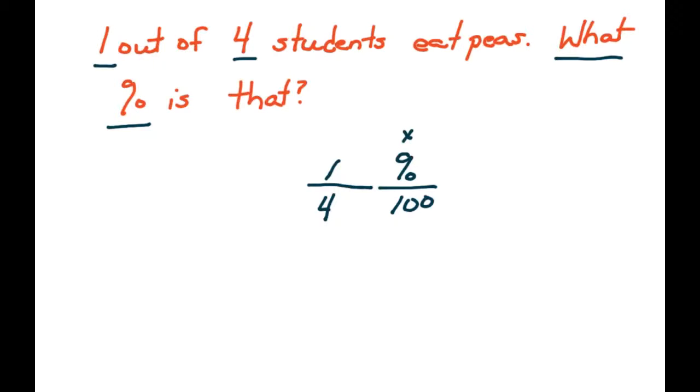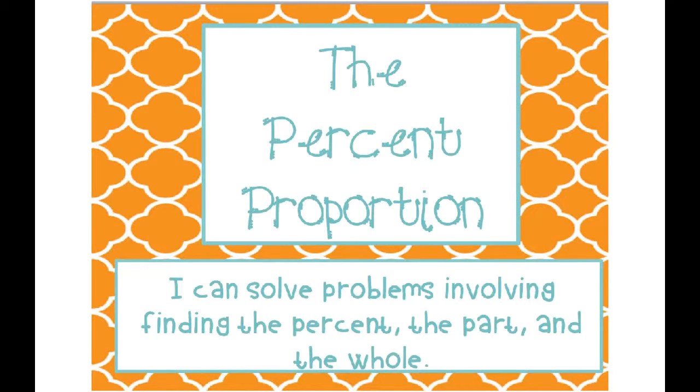So when we go to solve this, we just do our cross multiply and divide. And then we would get 25%. X equals 25%. So sometimes you're going to have to know the whole and the part, but a lot of times you can go ahead and use the is and the of. So this is how you can solve percent proportion.